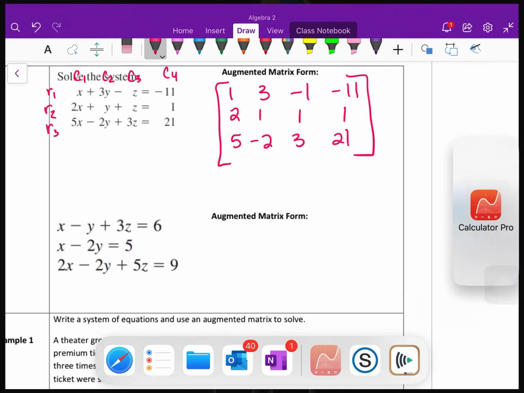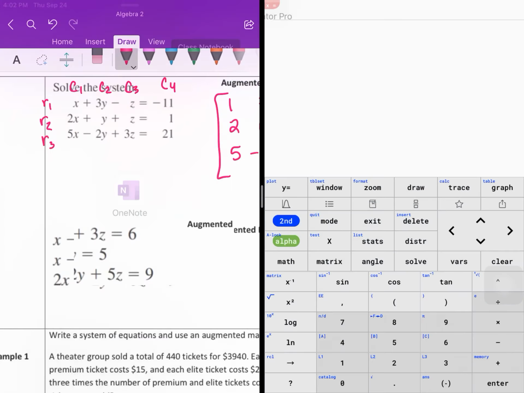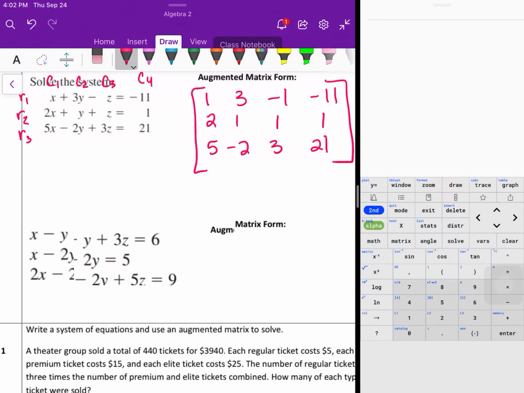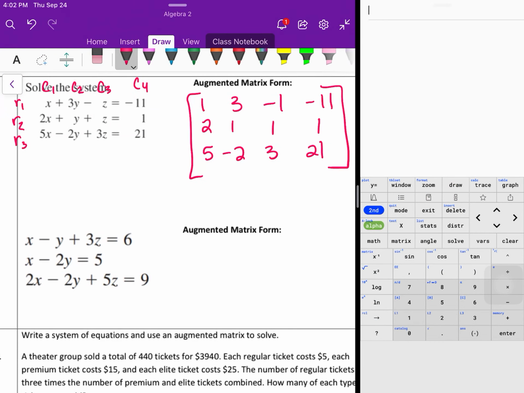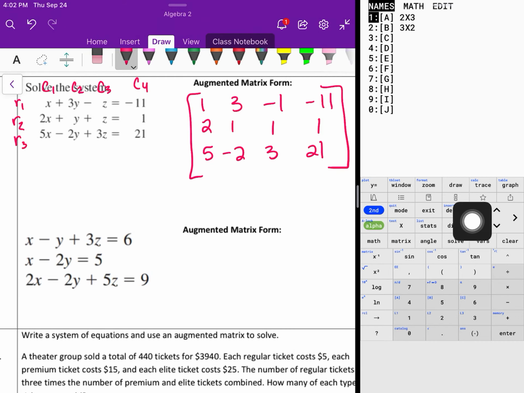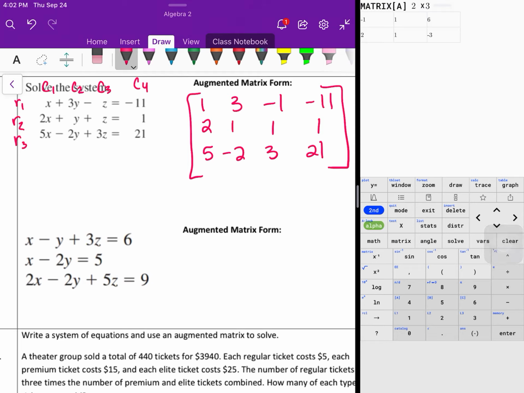So to solve this augmented matrix, you will need your calculator. Let's see if I can make that a little smaller. So remember, you go under the matrix button right here, matrix. You're going to go over to edit. I use the right arrows to get there. And then hit enter. It's a 3x4 matrix. So 3, enter, 4, enter.